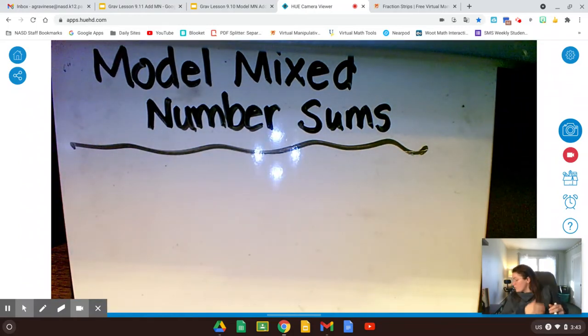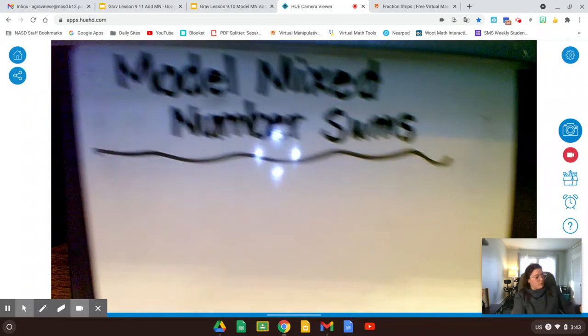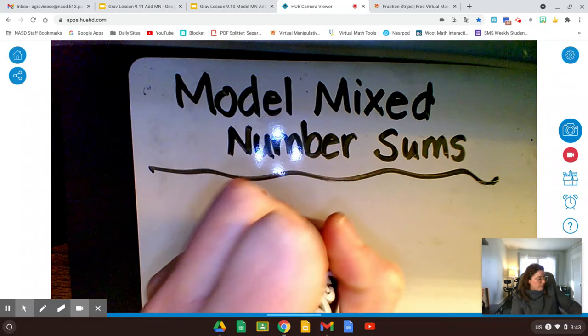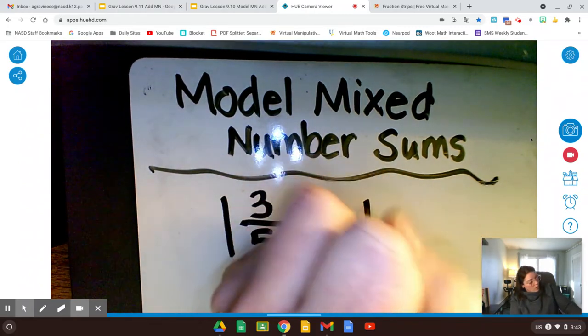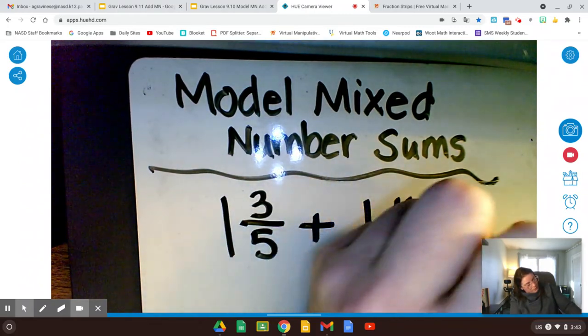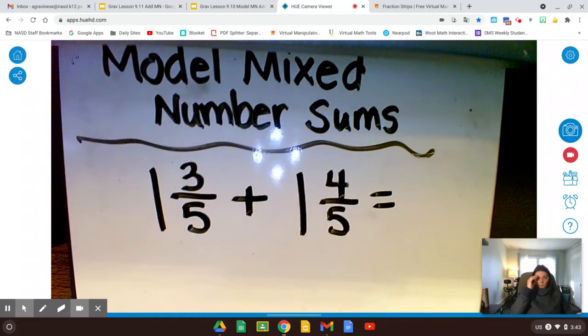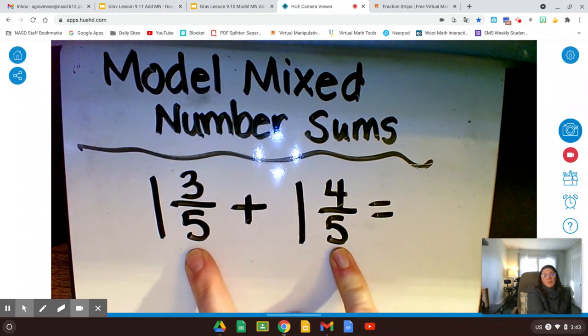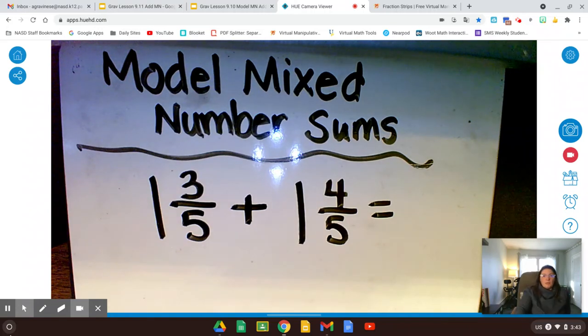And I am looking for one in my book that is a good one. Let's do 1 and 3/5 plus 1 and 4/5. Okay? So for this example, we have a common denominator. Sweet. All right, but let's just model these.